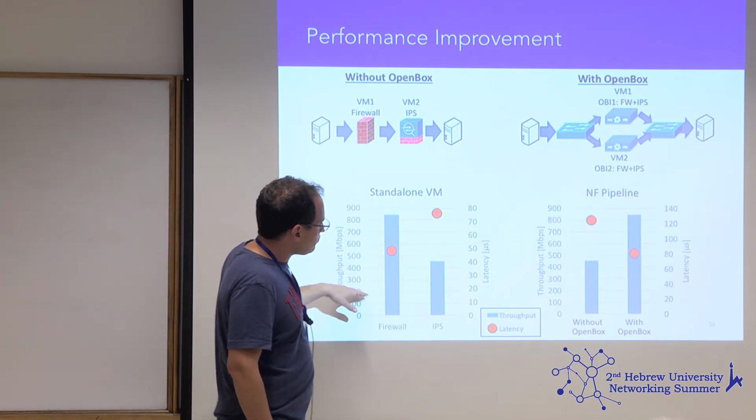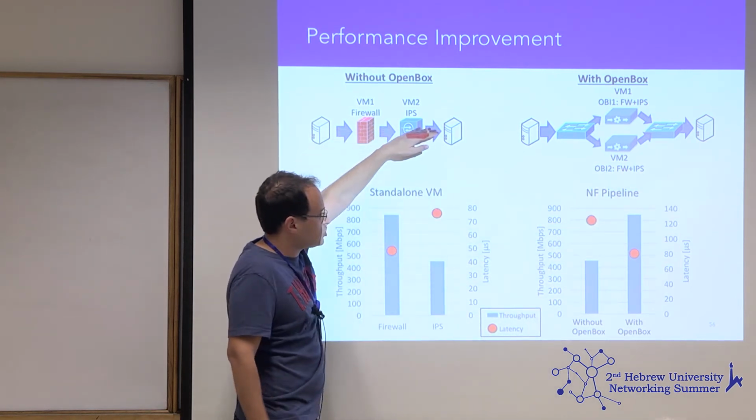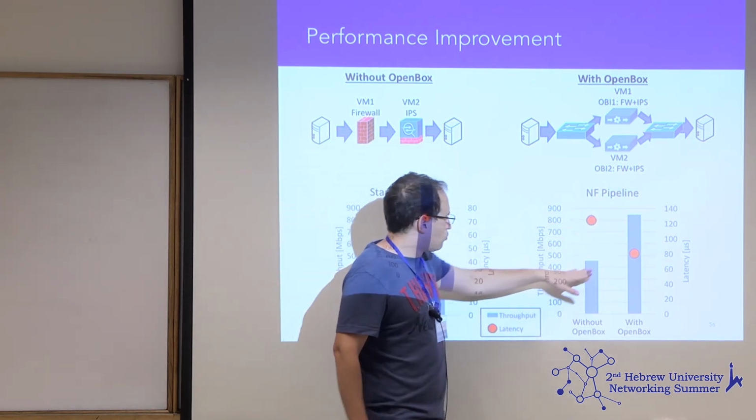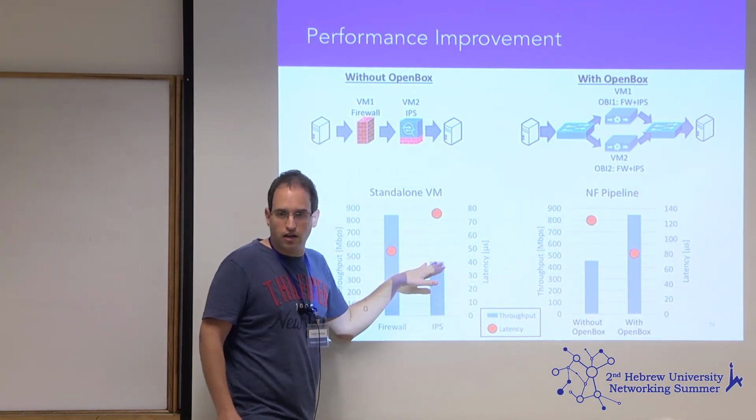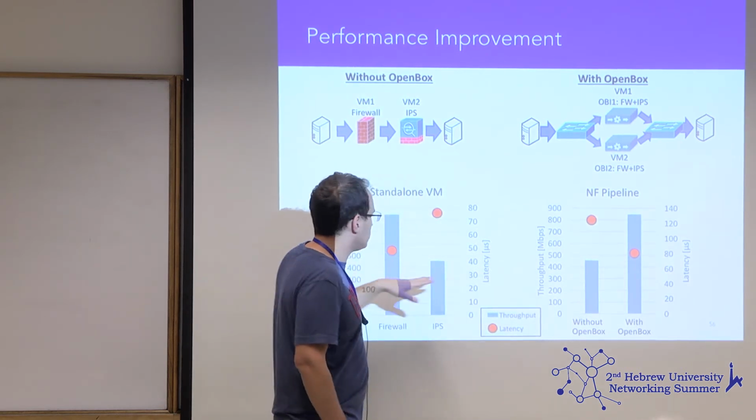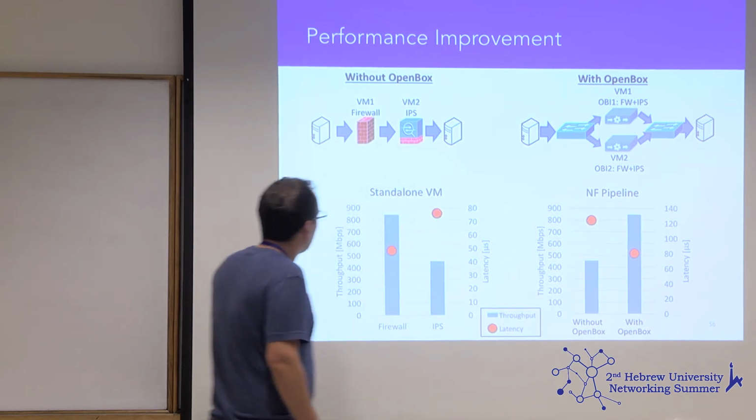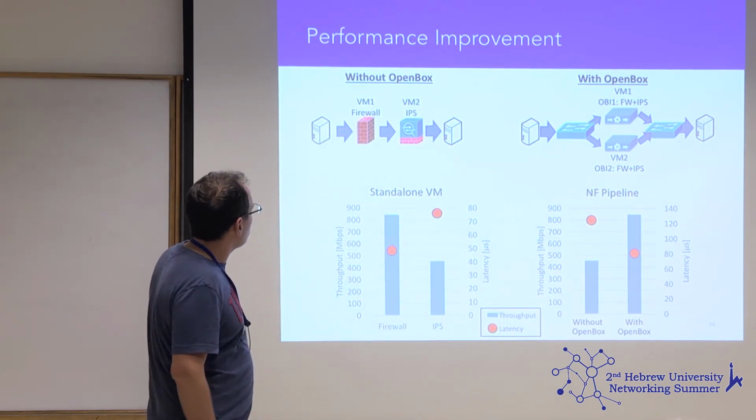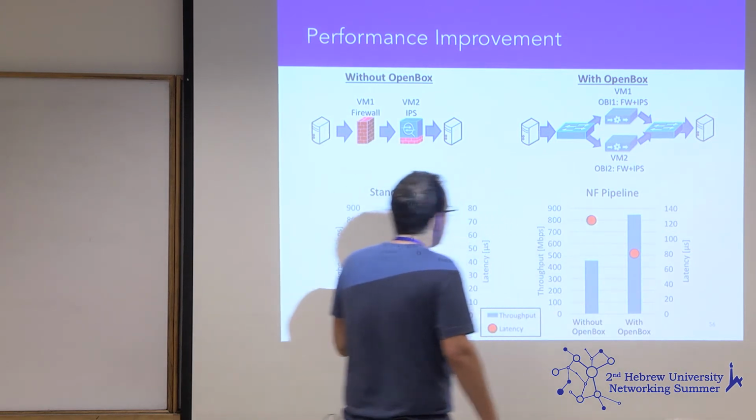Now, ignore that for a second. If we measure the entire chain, the throughput would not be dominated by the firewall. It would be by the IPS. It would be the throughput of the IPS. It's the bottleneck. And the latency would be the sum of both. OK? So it's somewhere here. Now, with OpenBox, this point moved. It should be the sum of both.